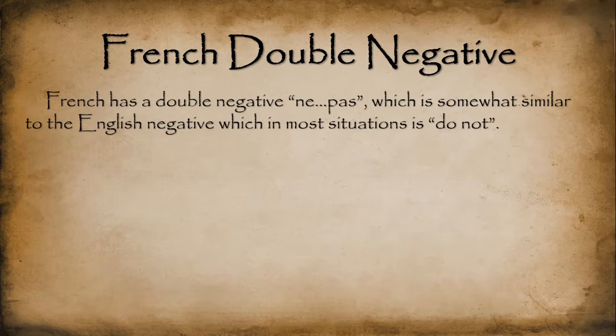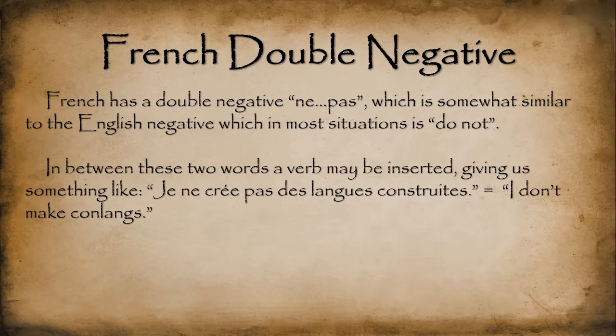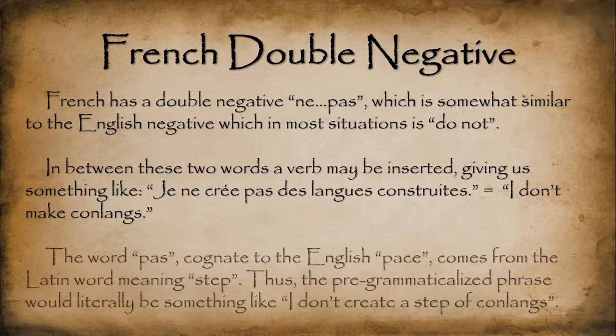French has a double negative, ne... pas, which is somewhat similar to the English negative, which in most situations is do not. In between these two words, a verb may be inserted, giving us something like je n'écris pas de langue construite, I don't make conlangs. The word pas, cognate to the English pace, comes from the Latin word meaning step. Thus, the pre-grammaticalized phrase would literally be something like I don't create a step of conlangs.